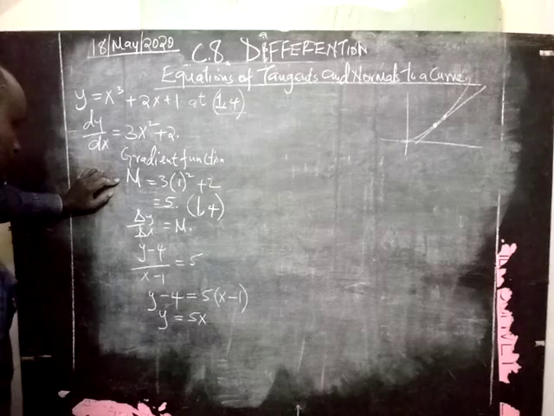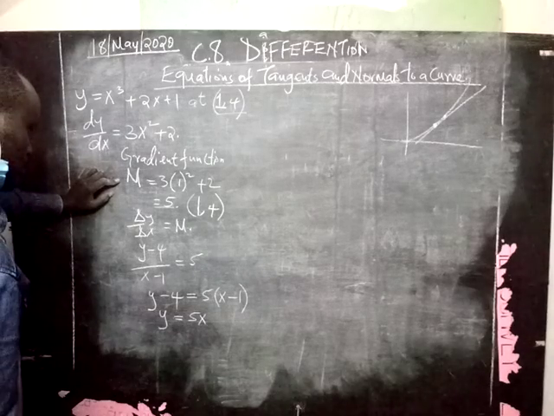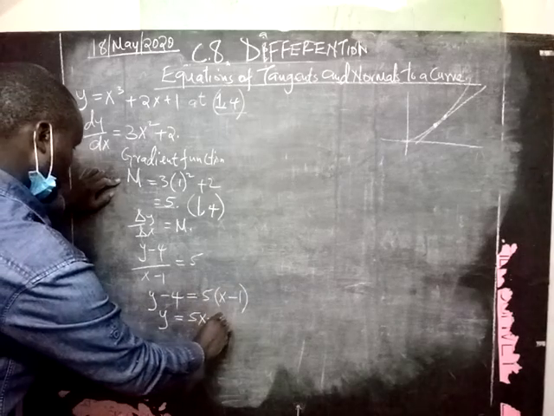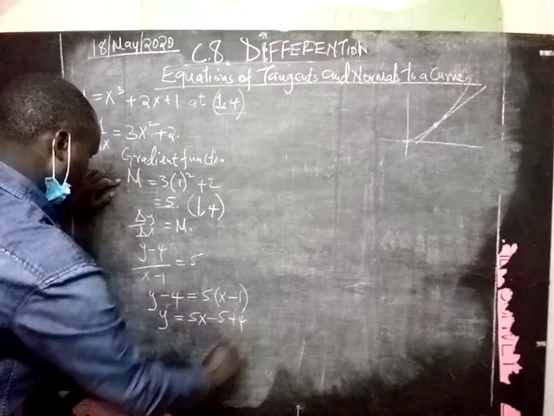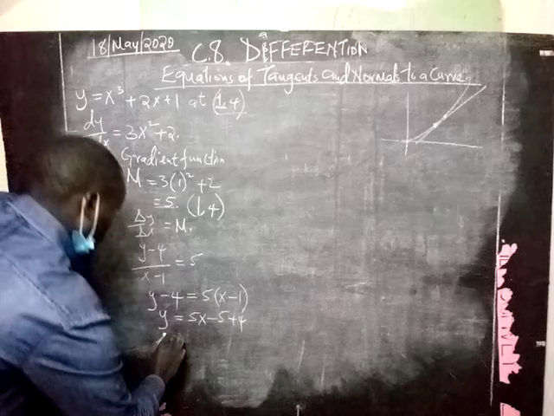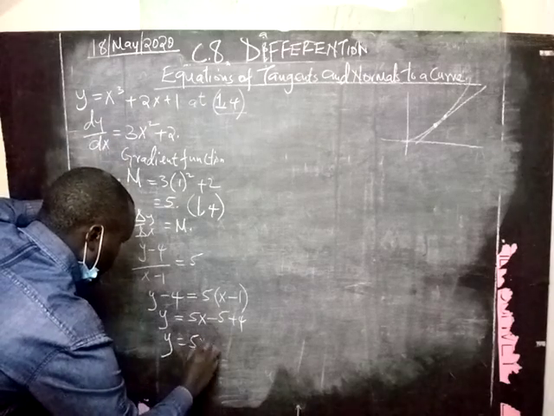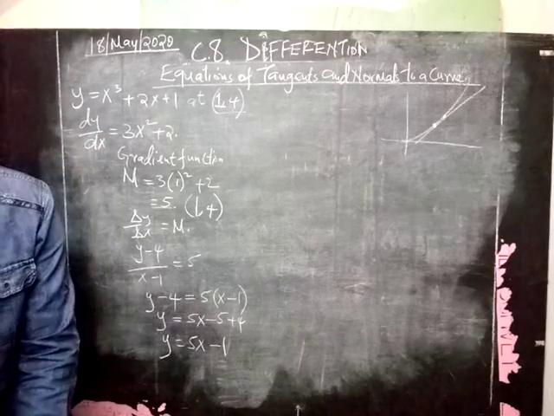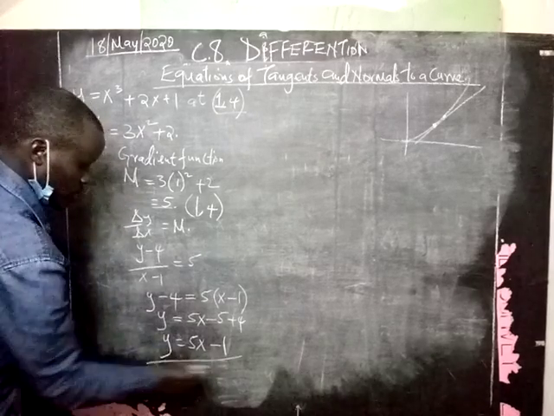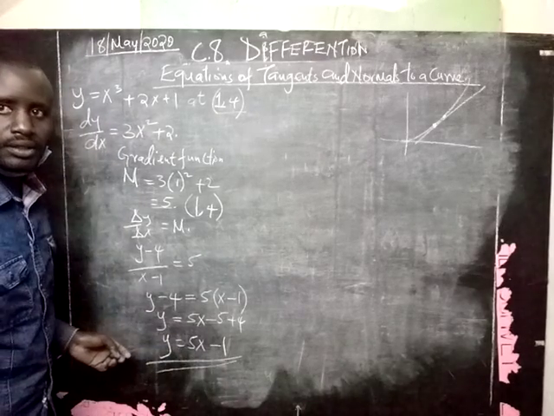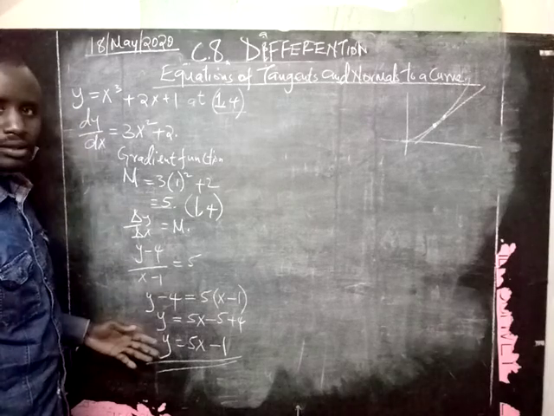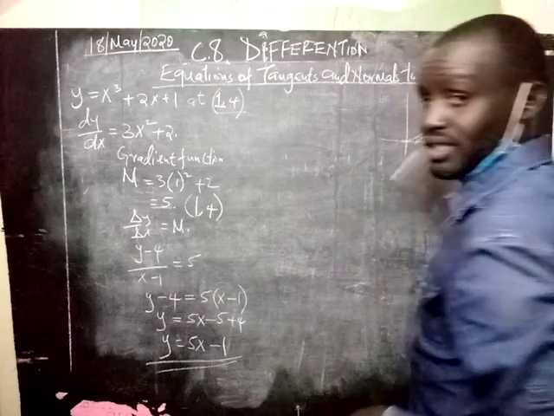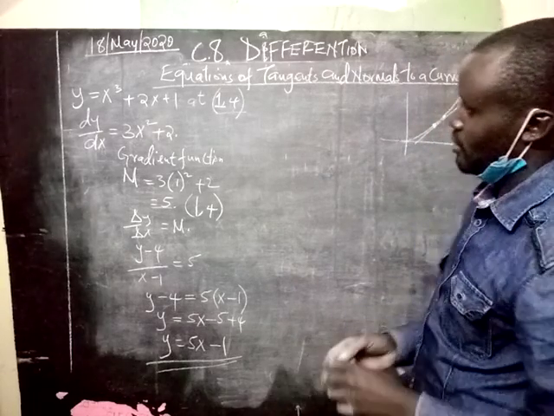So that we have y equals 5x minus 5 plus 4. So that we are going to have y equals 5x minus 1. So this is the equation of our tangent. Equation of a tangent, equation of this line. So that is the question.